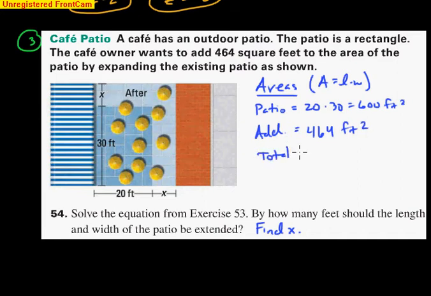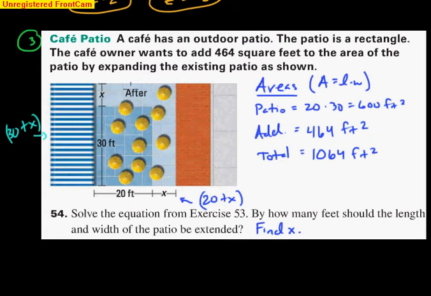So that gives us a total area of 600 plus 464. That's 1064 feet squared. So this entire patio is 1064 feet squared. Now, what are the length and width of the new patio? Well, you had an original patio of 20 by 30, and you added x to each side. So this right here is going to be 20 plus x, and this over here is going to be 30 plus x. Those are the new dimensions of your space.